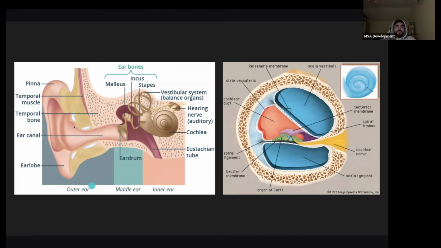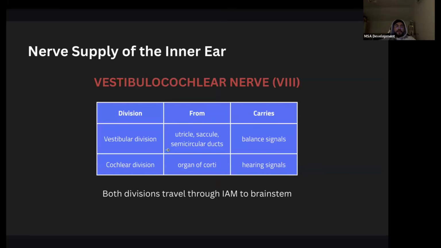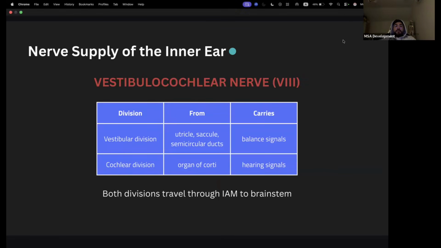So again, this is the outer ear, this is your middle ear, sorry, and this is your inner ear. But the inner ear is supplied by the vestibulocochlear nerve. Now, we have two divisions. We have the vestibular division and we have the cochlear division.